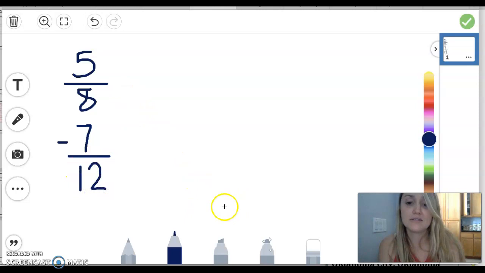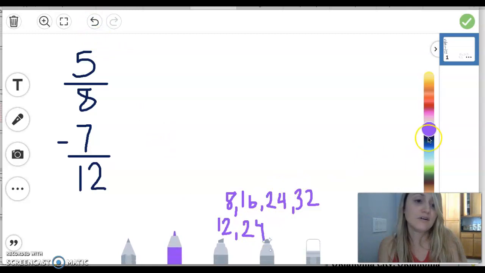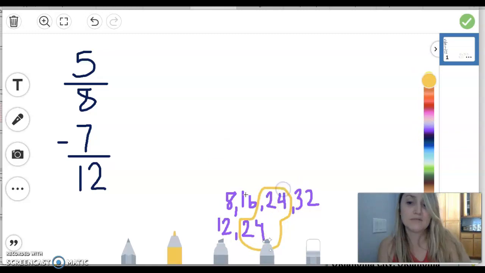Okay, so again, come down here, find our least common multiple. We have 8 times 2, 16, 8 times 3 is 24, 8 times 4 is 32, and then we have 12. 12 times 2 is 24, so we actually have our number here, which is 24. So that's going to be our common denominator.